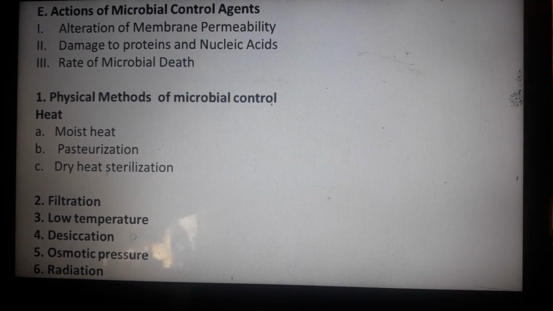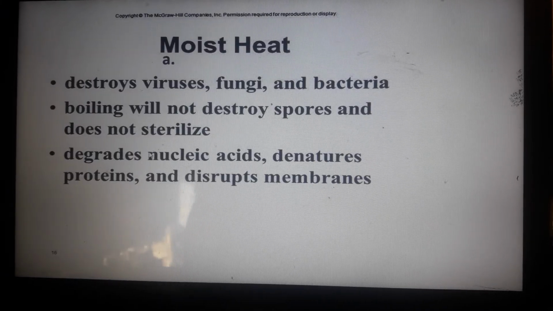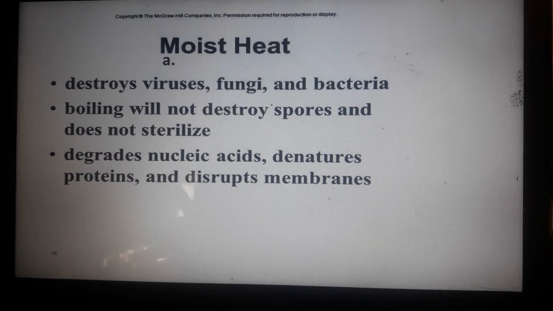osmotic pressure, and radiation. So moist heat also destroys fungi and bacteria. Mostly, moist heat is autoclaving, because it can reach at least more than 100 degrees Celsius of heat that will kill bacteria. So boiling will not destroy spores. Yes. So spores are destroyed at higher temperature, usually around 1000 degrees, right?